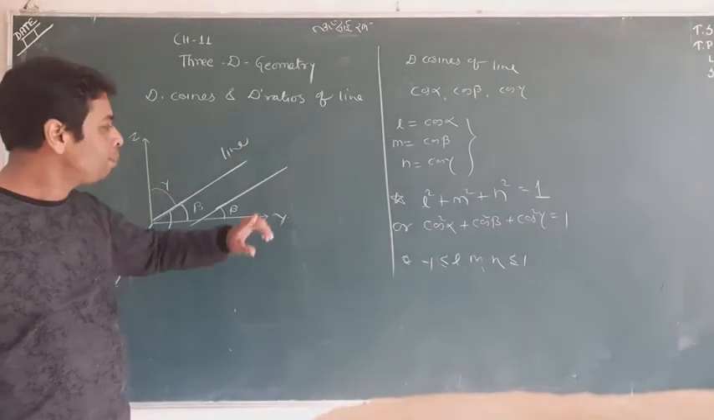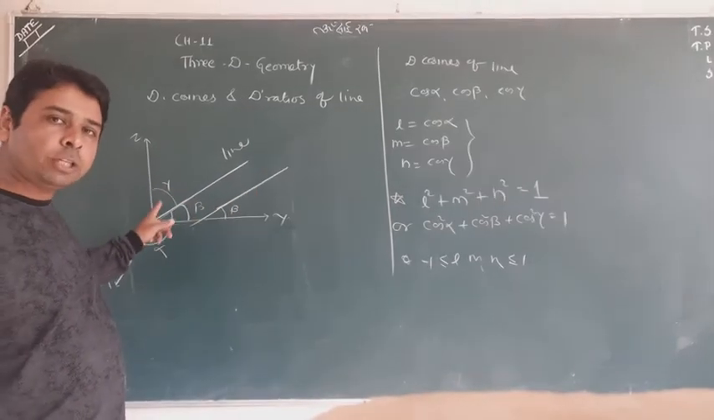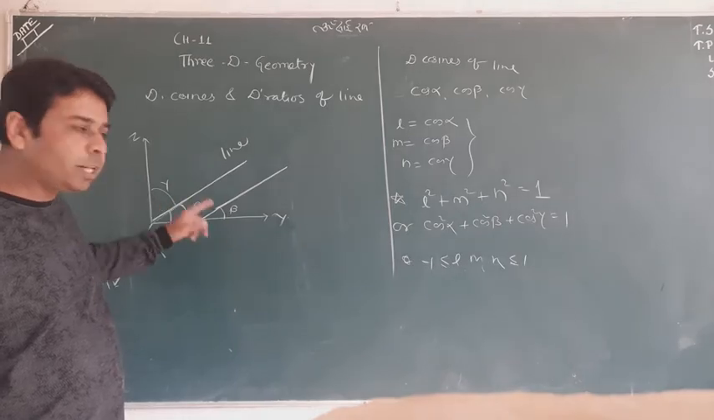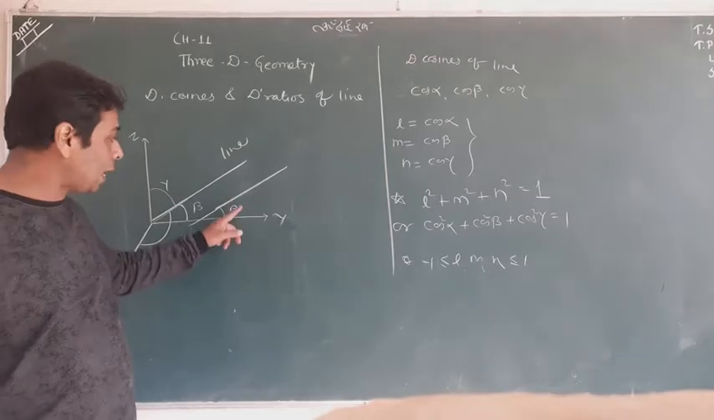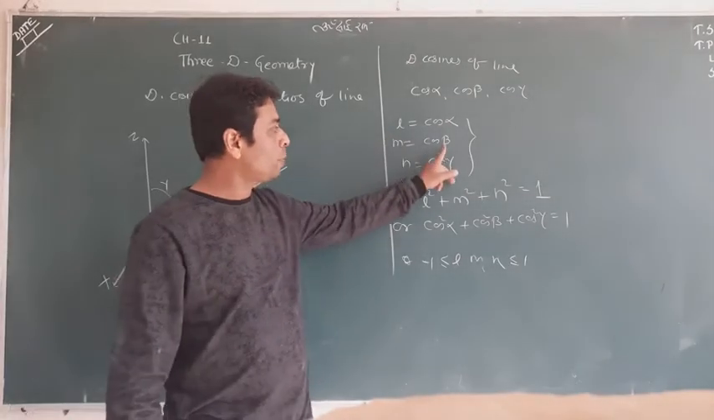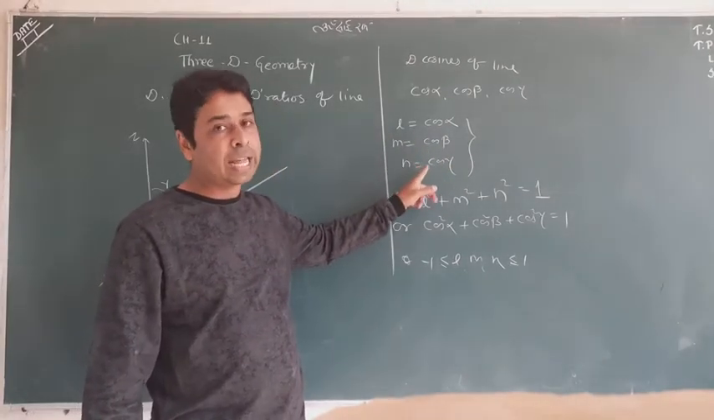So remember, if this is a line which is not passing through the origin, it will still make angles alpha, beta, gamma with the three axes. And you know that when the angles are the same, cos alpha, cos beta, cos gamma will also be the same, meaning the elements will be the same.